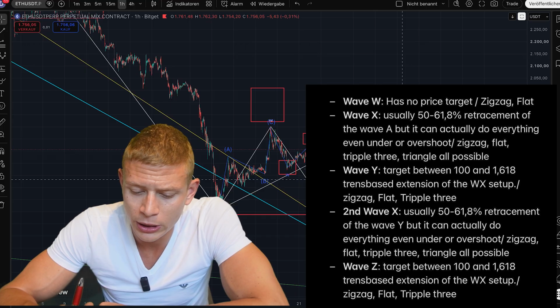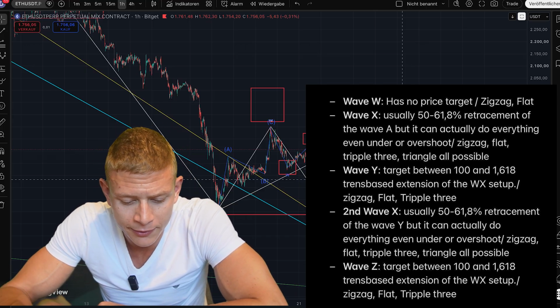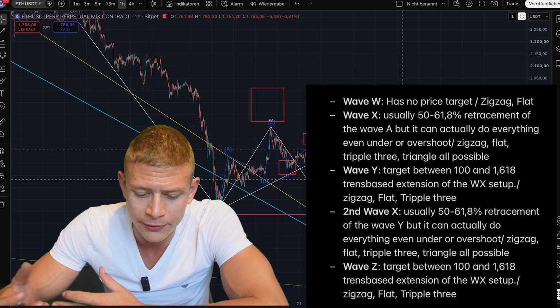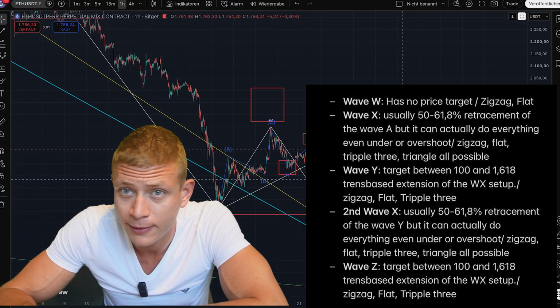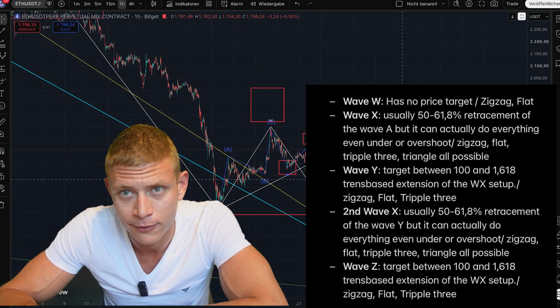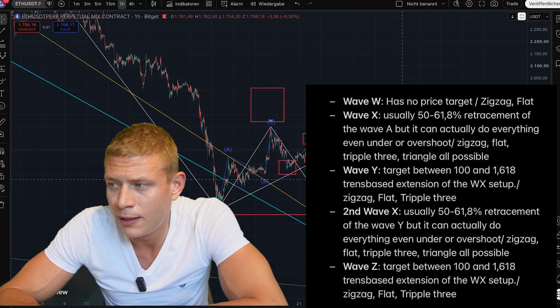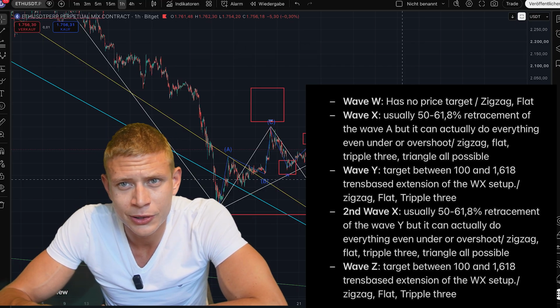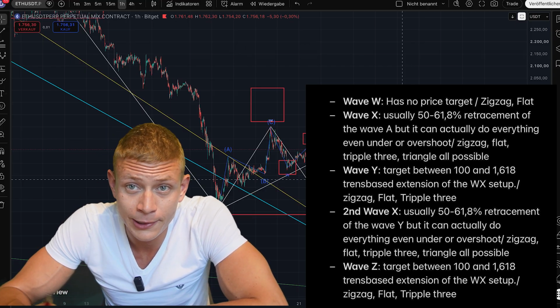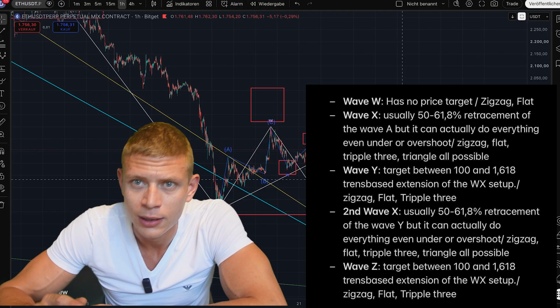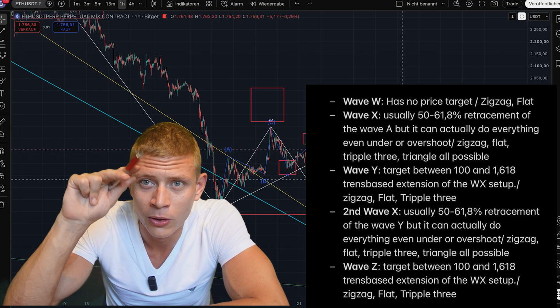The wave X usually goes 50 to 61.8 retracement of the wave A, but it can actually do everything. It's the same as in the WXY, it can undershoot or overshoot, but it usually doesn't. More likely than not, it doesn't. There is also one tricky thing about the X wave. It can be a 3-wave move, but it can also go as one very small and quick impulse.